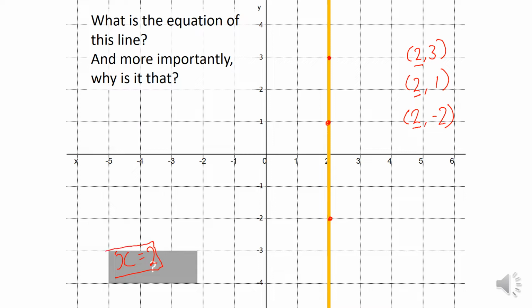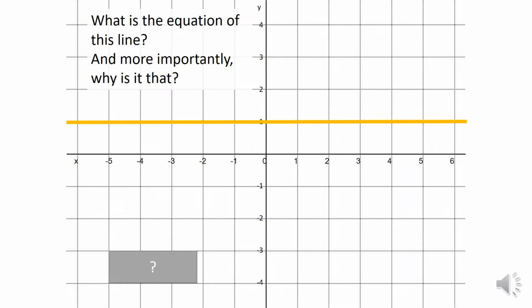So the vertical and the horizontal ones are a little bit more straightforward. So vertical ones, it's going to be x equals and then some number. So with this one, it's x equals 2. The other way you can see that is you see which axis is it that it's cutting through. So it's cutting through this one here. So it cuts through the x-axis, and it's cutting through at 2. So that tells us x, because it's the x-axis, equals 2.